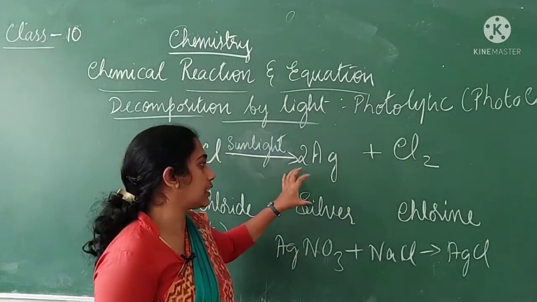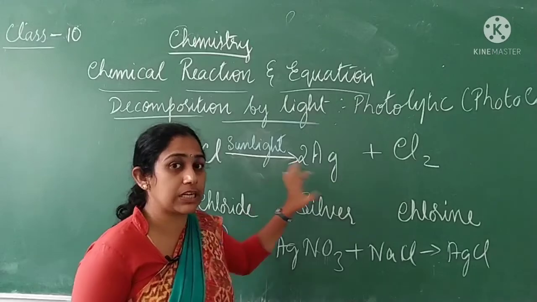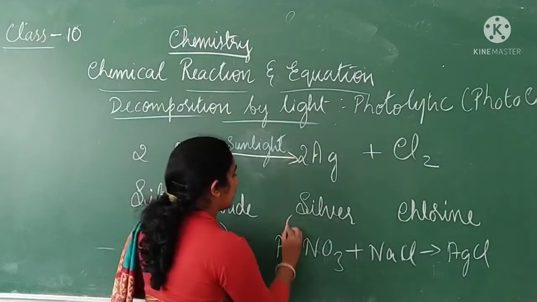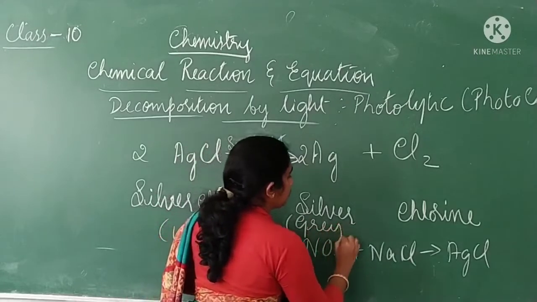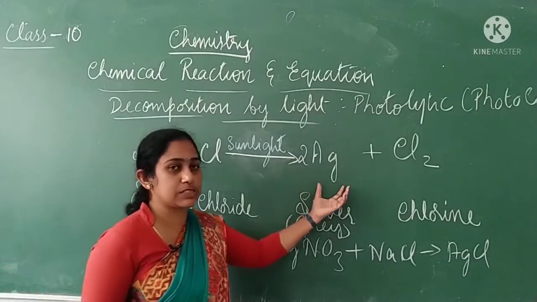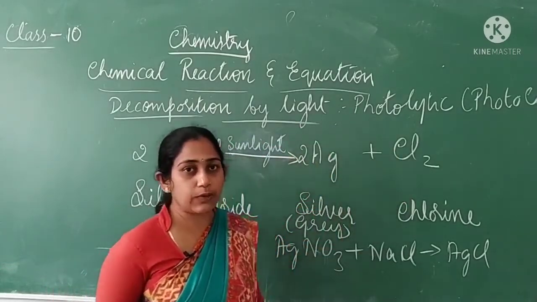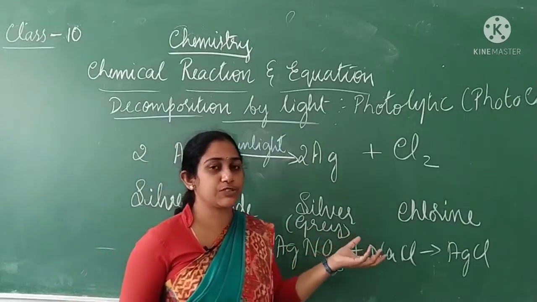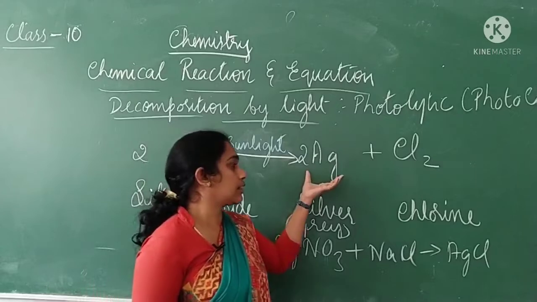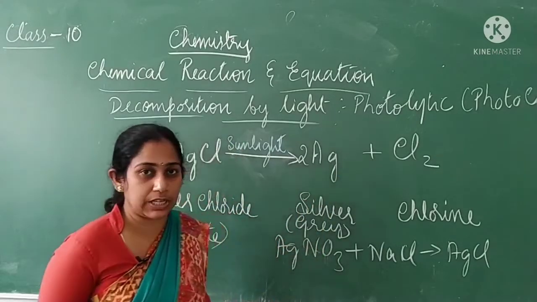So it decomposes to form silver. How can you identify it has decomposed to silver? The white color salt changes to grey color. Then you can understand it has decomposed to form a new substance called silver. Along with that, chlorine gas also evolves. Since it is in gaseous form, it will escape out of the compound. So you are left with silver, which is greyish in color.